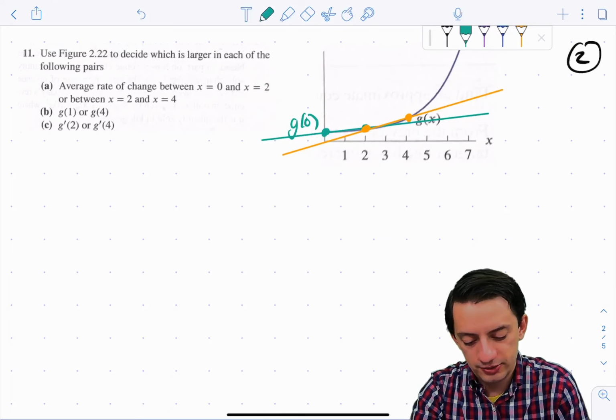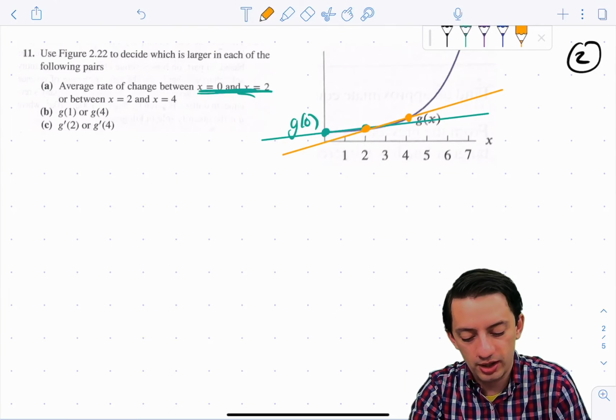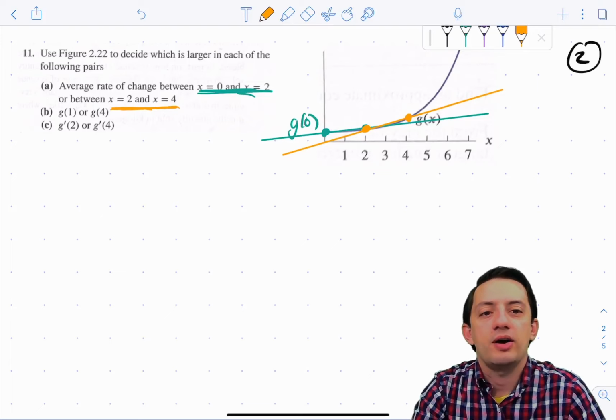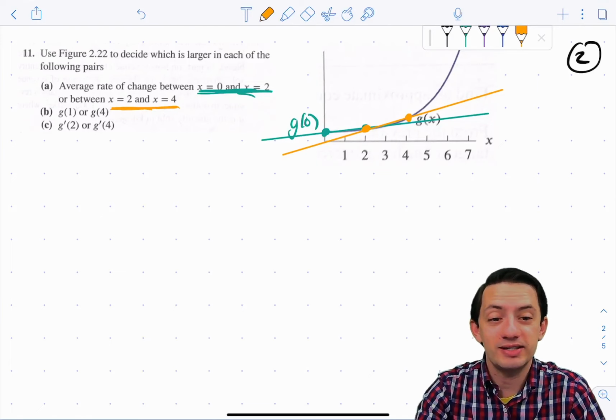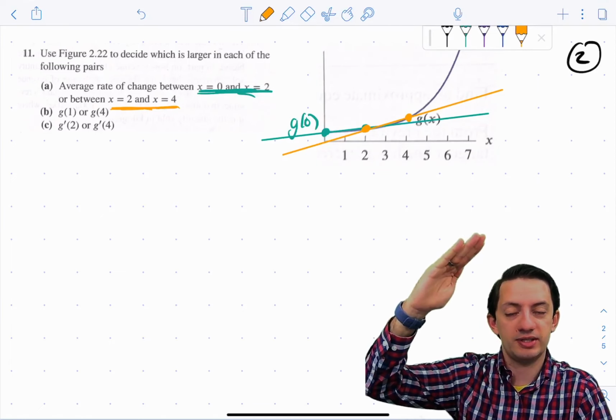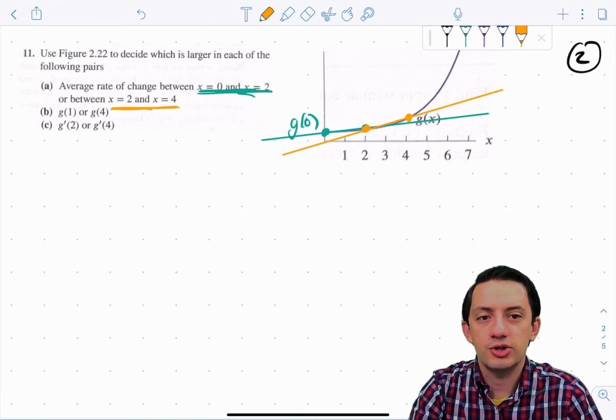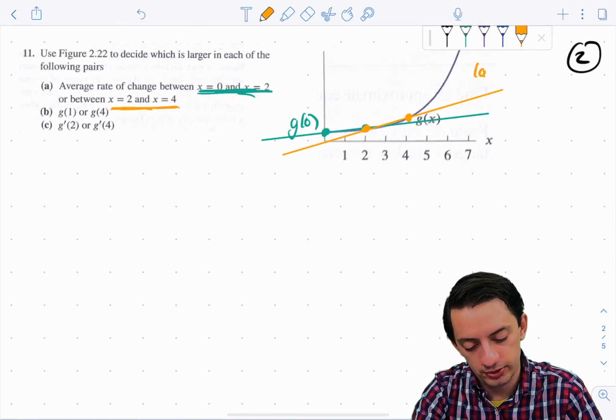So we've got this first quantity is the slope of the green line, and the second one is the slope of the yellow line, and clearly the yellow one is steeper. Green is this, yellow is that, so it's steeper. And so that means its slope is larger.